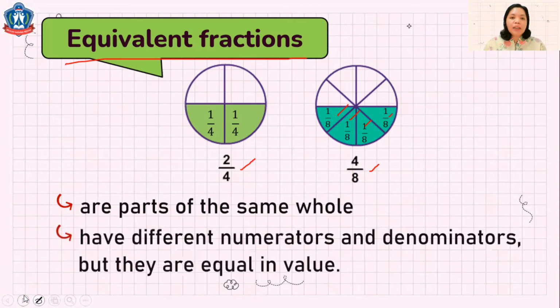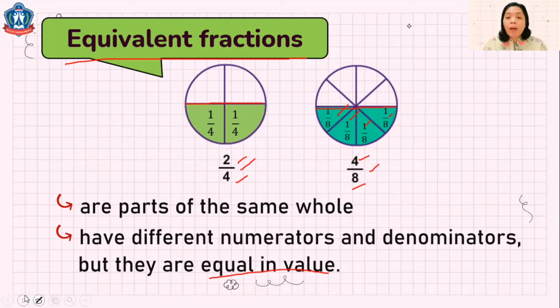Then equivalent fractions, some or all of them, have different numerators and denominators. See, if you can see, this one is 2, this one is 4. Denominators, 4 and 8. So they have different numerators and denominators, but they are equal in value. 2/4 is half, right? 1/2. This one is also half of the circle. So they have the same or equal value.